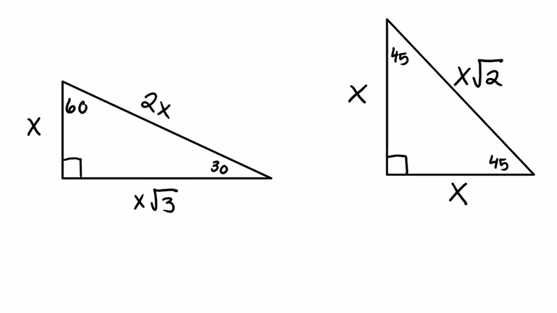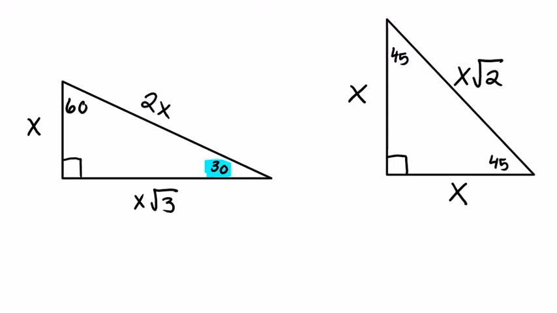On the left here we have a 30, 60, 90 right triangle, and on the right we have a 45, 45, 90 right triangle. So these were some of the values that we had to memorize when we were working with trig and triangles back in geometry. So there's going to be relationships.